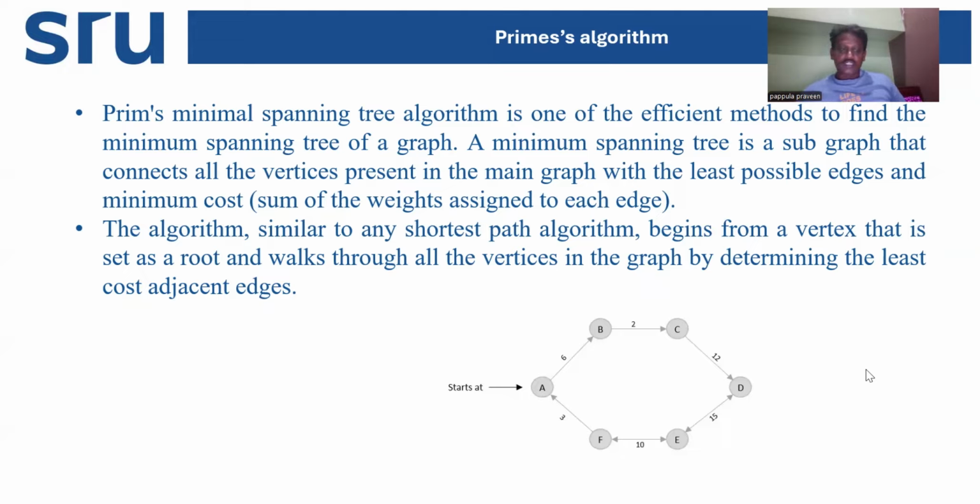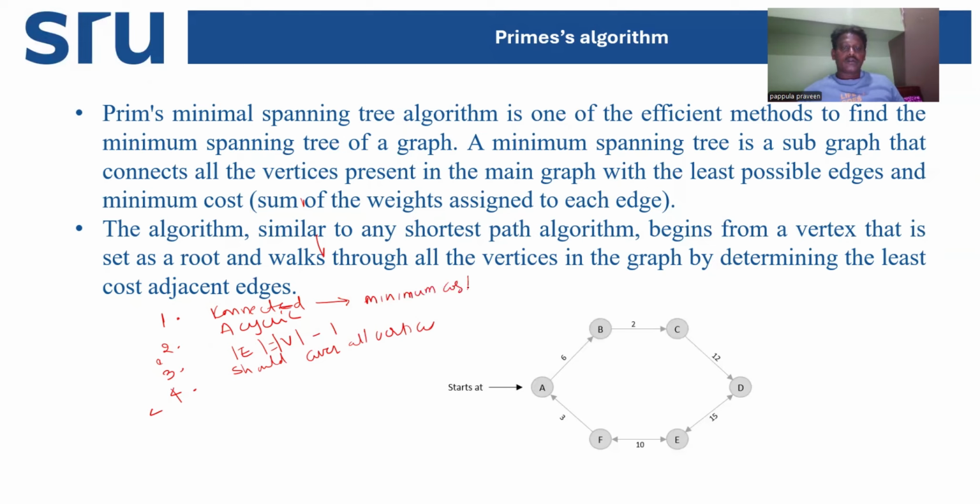You observe here, students. What is the first one? Connected graph. Second one, acyclic graph. Third one, mod E equal to mod V minus 1. Fourth one, should cover all vertices. Now the first point, we take connected with the minimum cost. So, connect all the vertices present in the main graph with the least possible edges and minimum cost. We have a diagram here. I will explain it in detail.